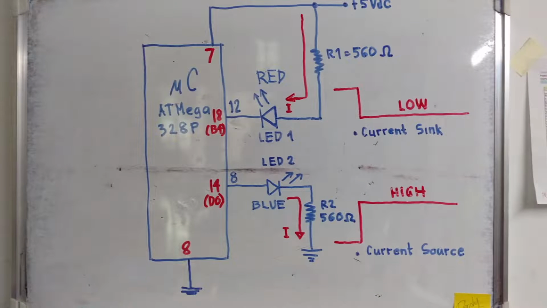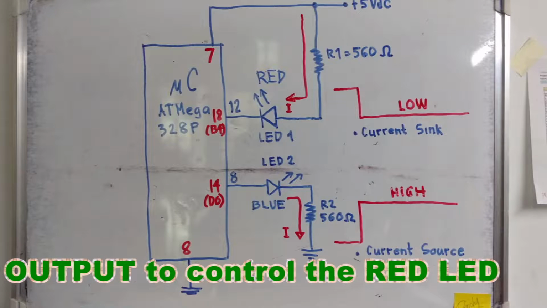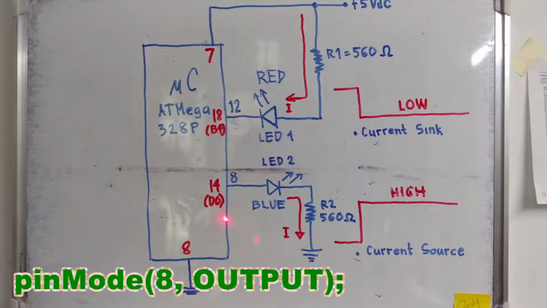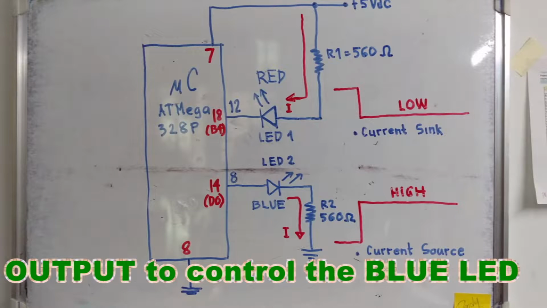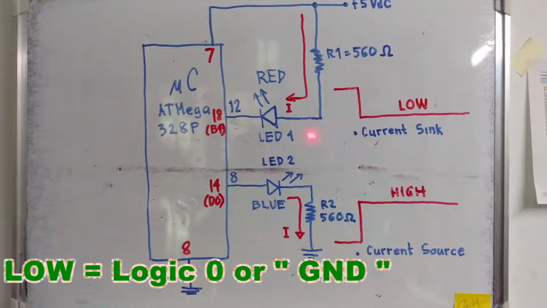In our program, we must declare that the bit port pin 12 of the Arduino Uno R3 must be an output, meaning to say that it controls the red LED. In the same way, we need to instruct the microcontroller that pin 8 is used as an output to control the blue LED. To light up the red LED, or turn on the red LED, we must instruct bit port pin 12 to go low.